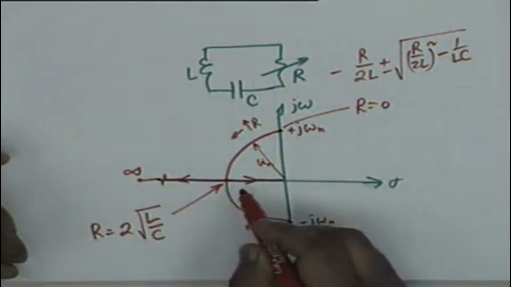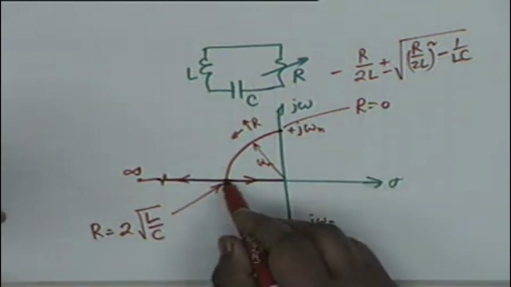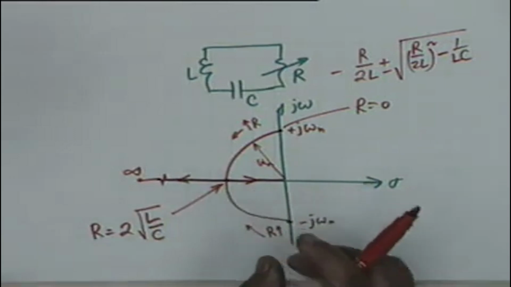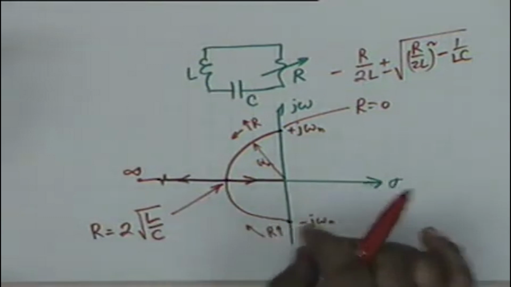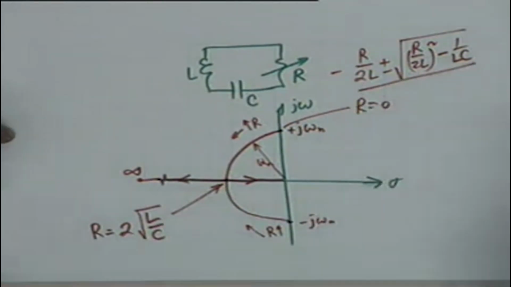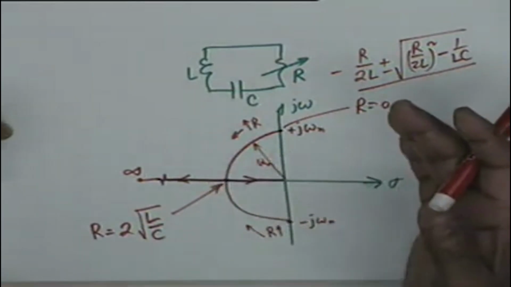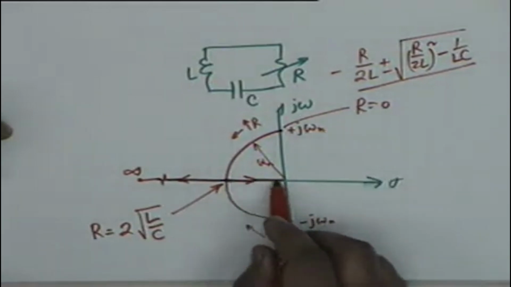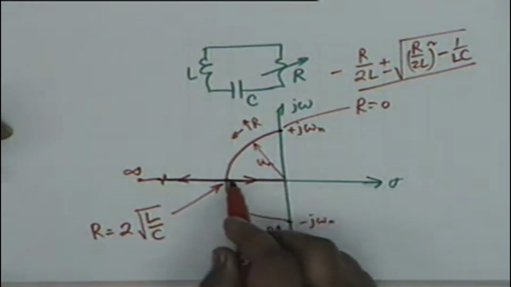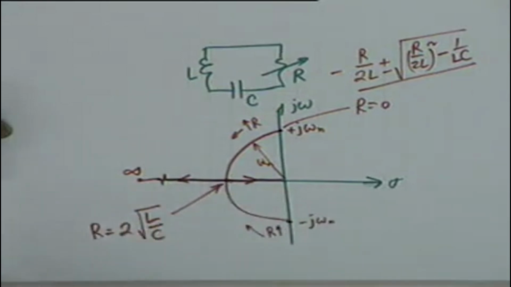Alright. If capital R is increased beyond the critical value, the case is that of over damped case, and the two roots move along the negative real axis. The roots always remain negative real. One increases in magnitude, the other decreases in magnitude. The one that decreases naturally goes towards the origin, and the one that increases goes towards infinity. Alright. This can also be seen from the analytical expression.